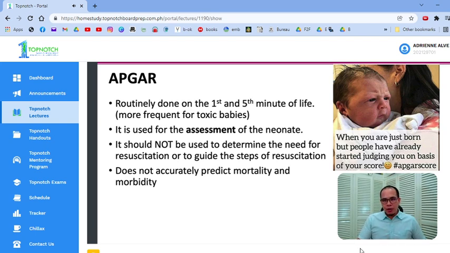Remember that APGAR scoring is retrospective. So hindi siya yung priority mo pag nilabas si baby. What your priority is to perform your EINC, and if the baby needs resuscitation, you resuscitate the baby. Tapos saka mo na lang aalalahanin, retrospective, yung APGAR score. And why do we do the APGAR scoring? The quick answer is for the assessment of the neonate.